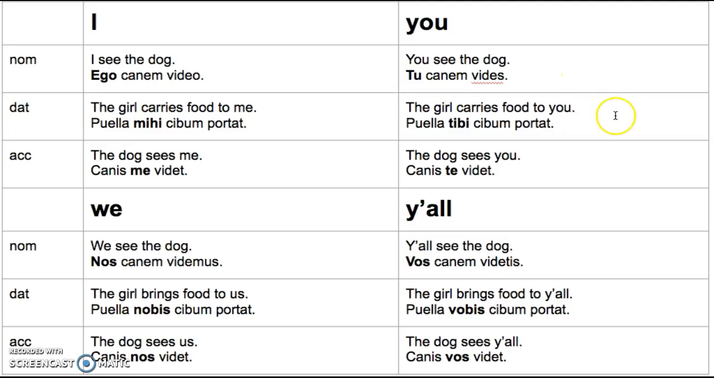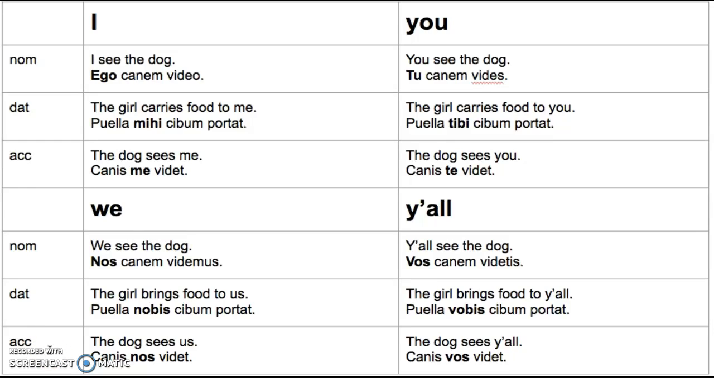For the dative, the girl carries food to you. Puella tibi cibum portat. And then the dog sees who or what? Accusative, you. Canis te videt. So, ego mihi me, tu tibi te. And then we, as a subject, we see the dog. Nos canem videmus. We, as a dative indirect object, the girl brings food to us. Puella nobis cibum portat. We, as a direct object, the dog sees who or what?